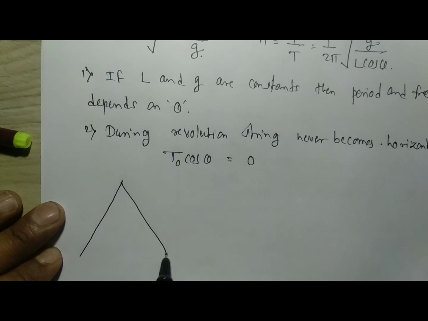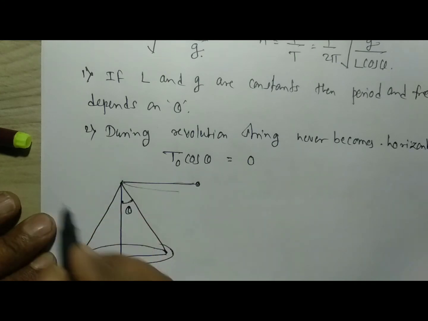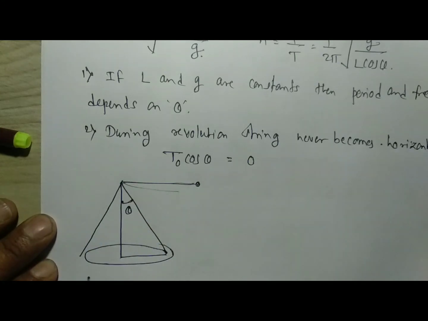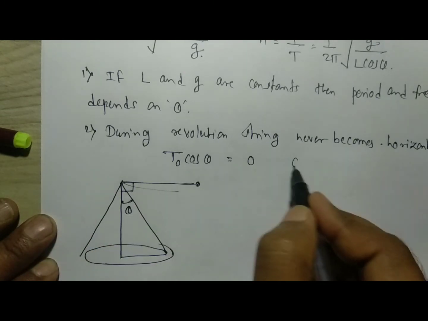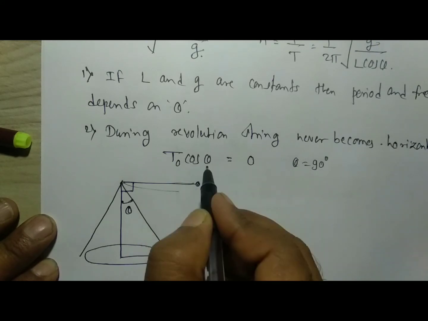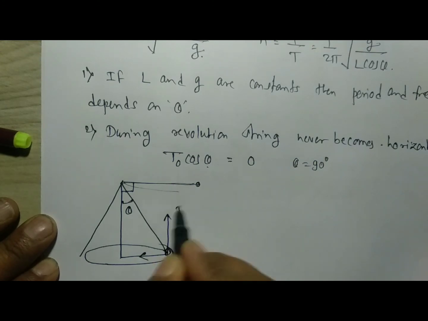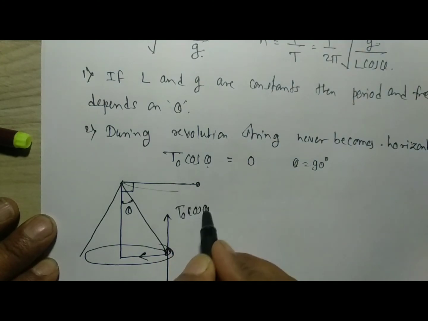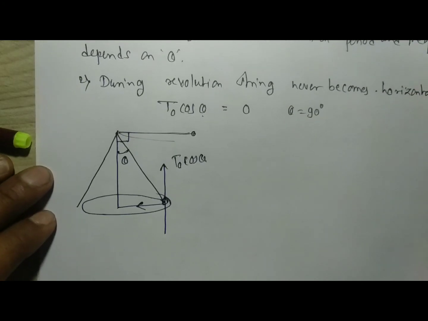First of all, we have to think about the considerations of that. Here the semi-vertical angle is θ. When this string is moving and it becomes horizontal, at that time it becomes a horizontal circular motion. It is not a conical pendulum. At that time θ is equal to 90 degrees, so cos θ is equal to 0, and this vertical component acting on the pendulum, T0 cos θ, becomes 0.